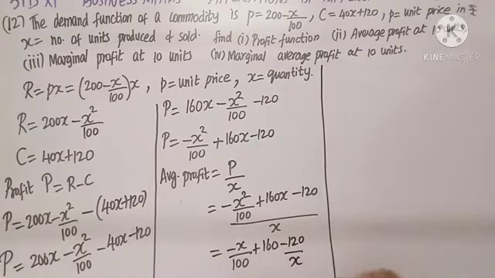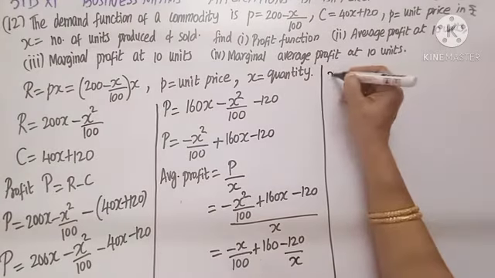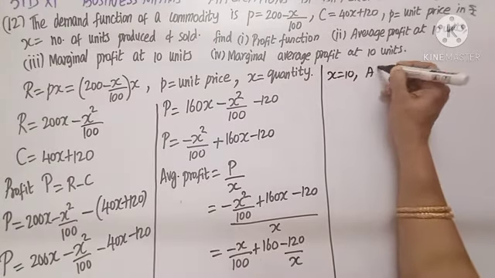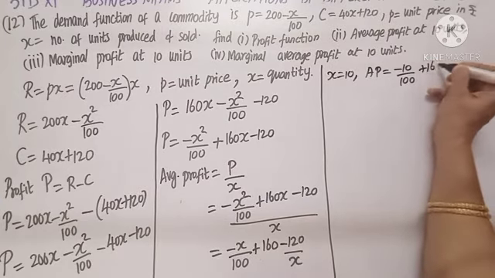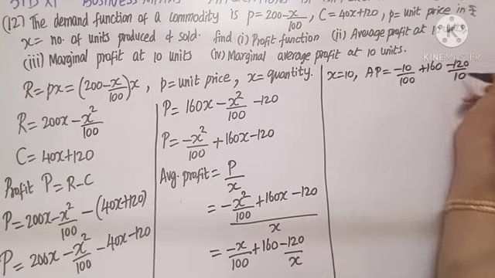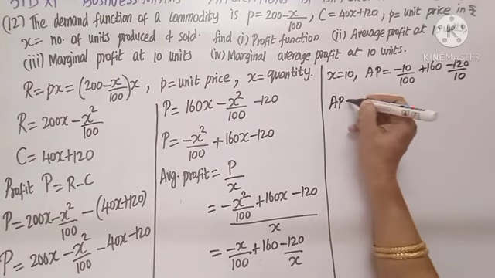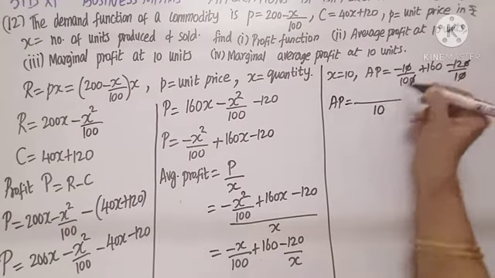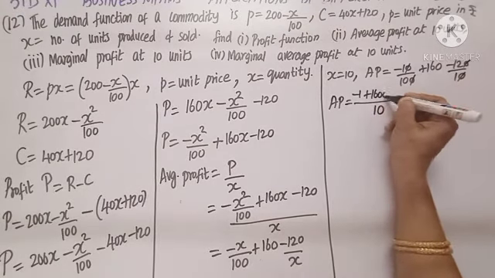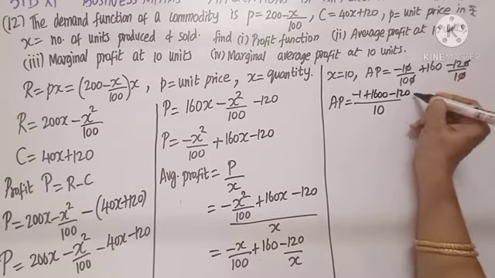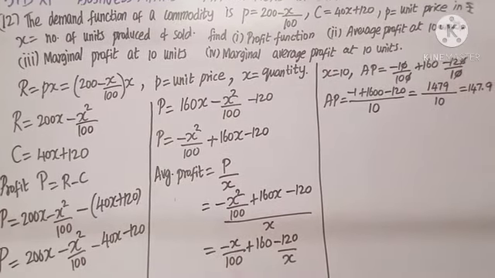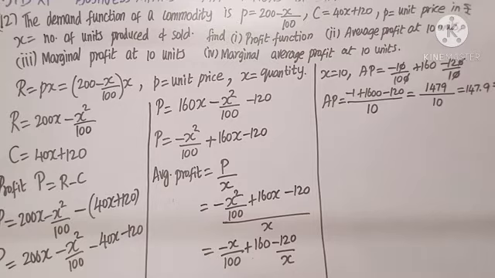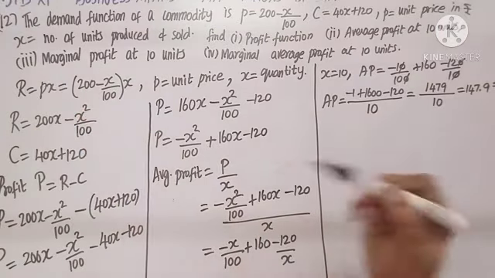Given x value is 10. Average profit equals minus 10 by 100 plus 160 minus 120 by 10. Simplifying, we get LCM 10, minus 1 plus 1600 minus 120, or it is 1479 by 10, that is 147.9.